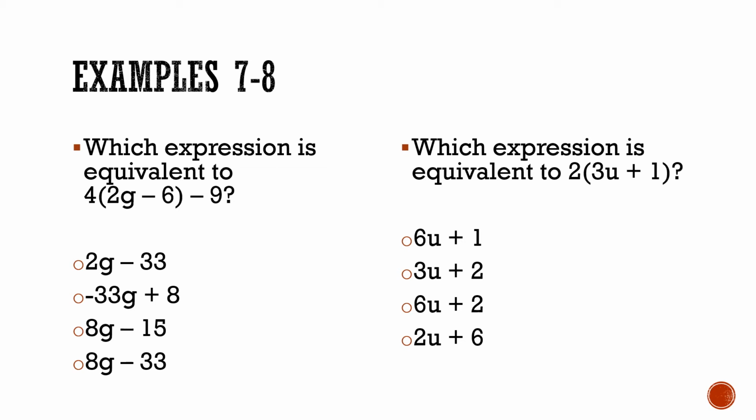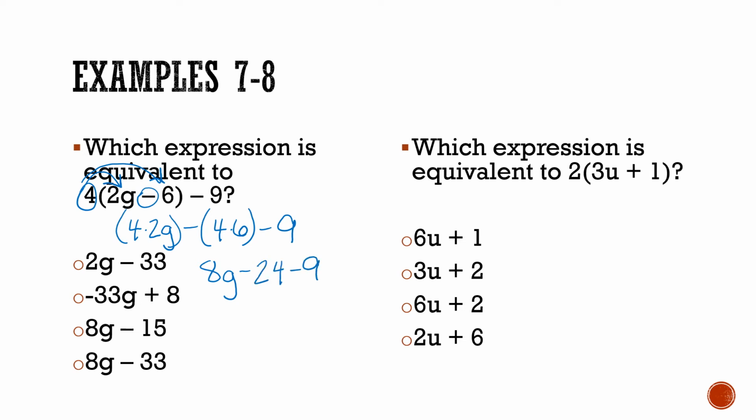So we're going to have to distribute the 4. So we're going to have 4 times 2g. I'm going to bring down my minus sign, and then 4 times 6. And then I've still got my minus 9 out here. So 4 times 2g is 8g, minus 4 times 6 is 24, minus the 9.